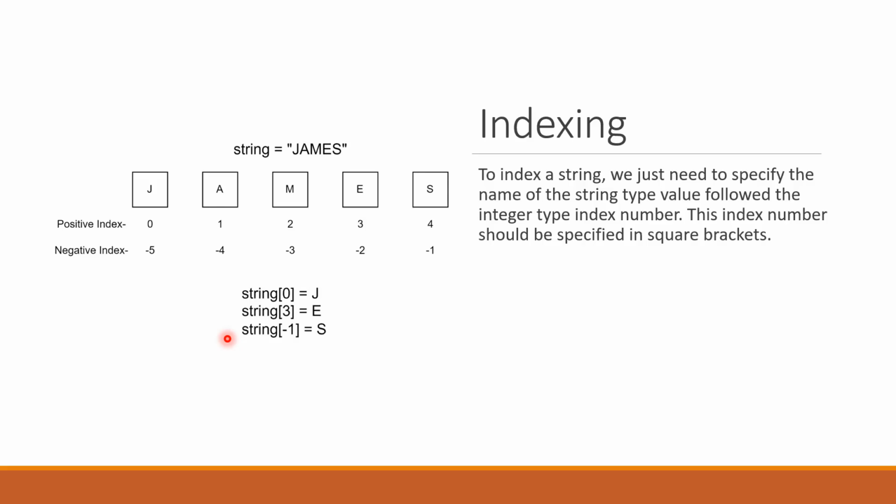So what will be negative index? The negative indexes will start from the last character and move towards the first character. So the character s is at index -1. In the same way character e is at index -2 and j is at index -5. So if we try to index the string at -1 position, it will return s.